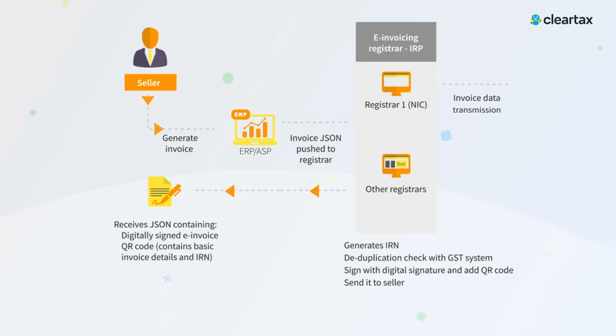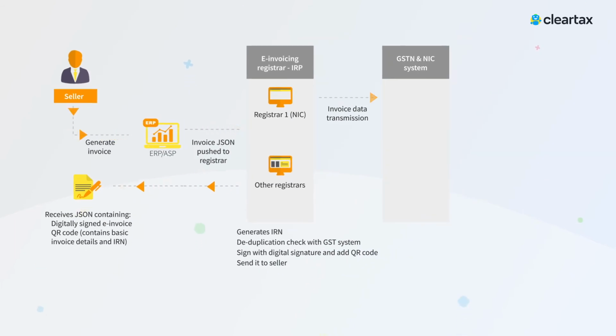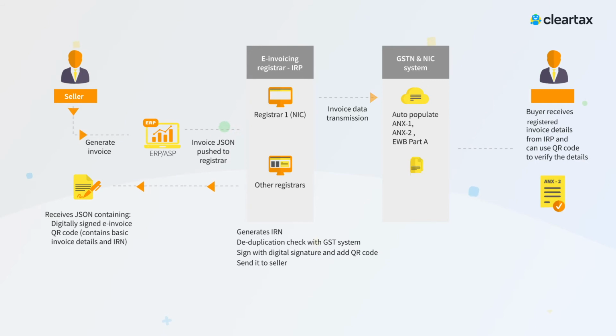Finally, the IRP will transmit the data with invoice details along with IRN details to ANX 1 of the seller and ANX 2 of the buyer. It will also transmit the data to the NIC portal where Part A of the e-way bill will be auto-populated. Part B is to be generated by the users themselves.